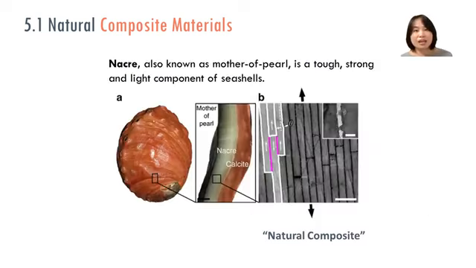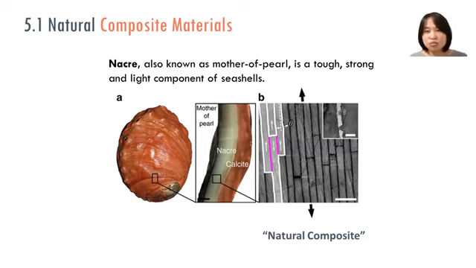The second example is nacre, or mother of pearl. Actually, it is a seashell, and maybe some of us have experienced it already. It's very tough, strong, and light. When we go to the sea, the beach, and we see this seashell, and then we try to break it, it's not possible. They are so tough and strong, and not heavy at all.